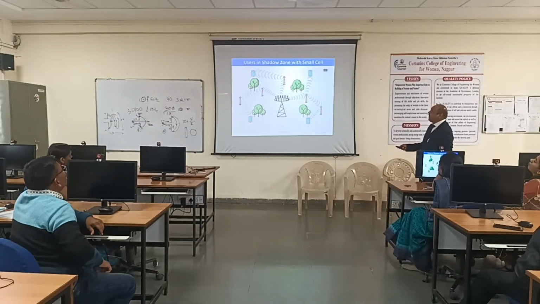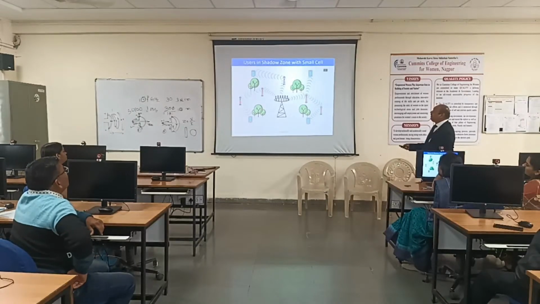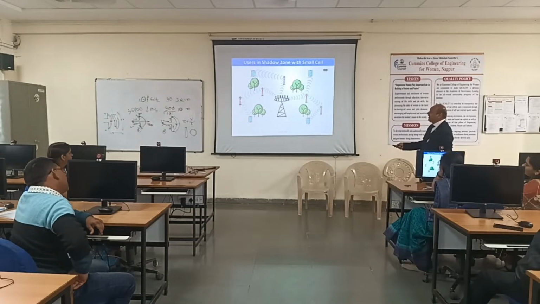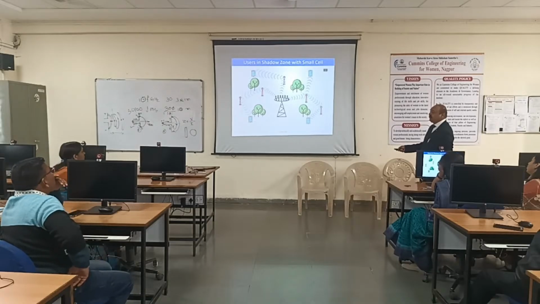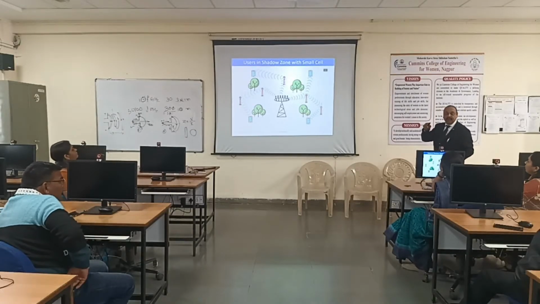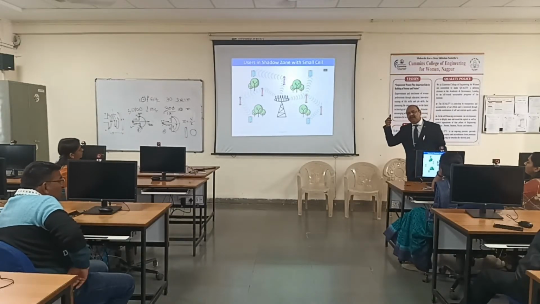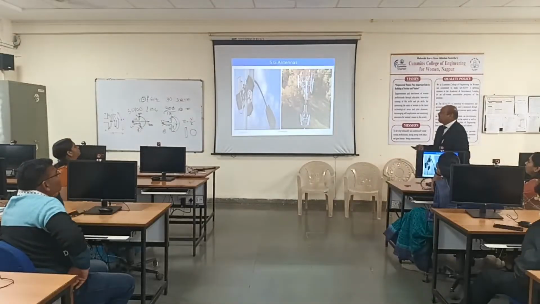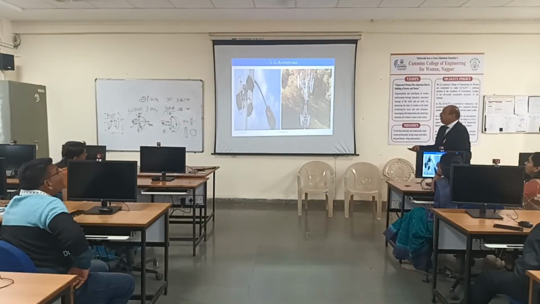If you are here, you are not getting the signal because of the short tree. Then it goes to another base station, another small cell antenna, and goes on. This is the way you have to get the signal, by deploying thousands of small cell antennas on the tall buildings, maybe on the lamp posts and all. They are to be deployed here on the lamp post, or it can be deployed in this way.